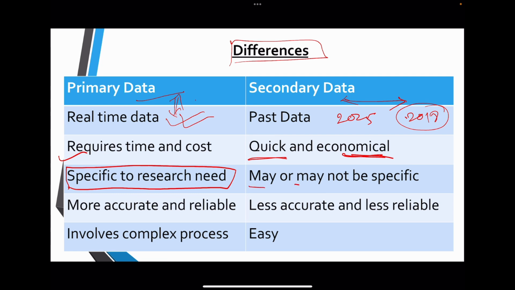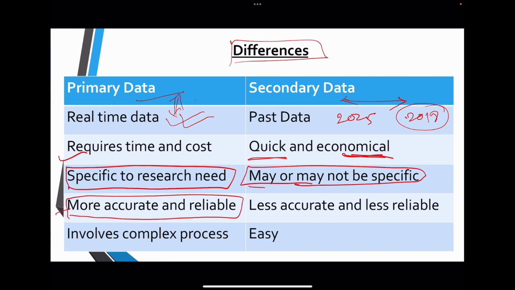Secondary data may or may not be specific. Some trade-off you may need to make while using secondary data. And next, primary data is most accurate and reliable because you are the one collecting data based on your specific research need, and you can control some noise while collecting data because you know how the respondents will think based on your research questions, the questionnaire questions, let's say.